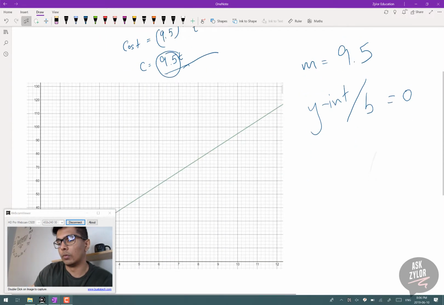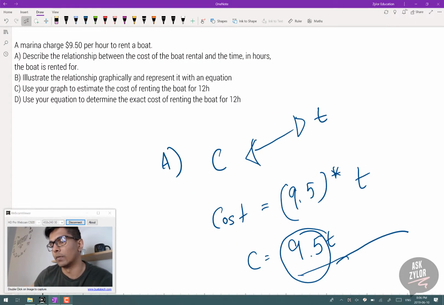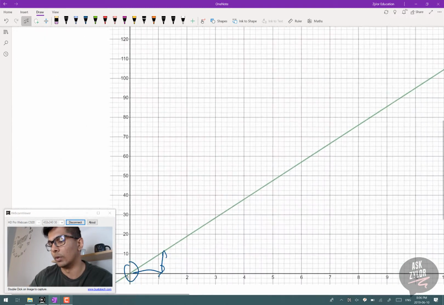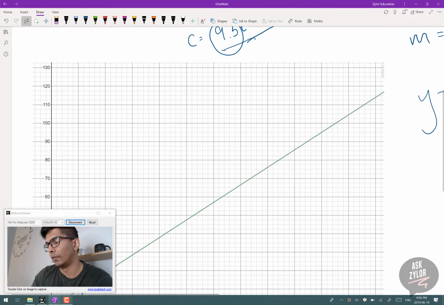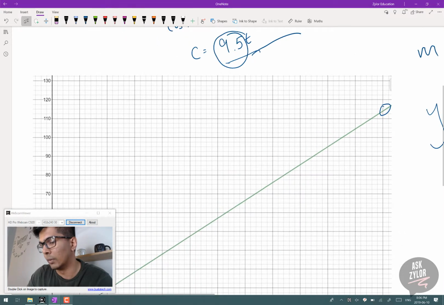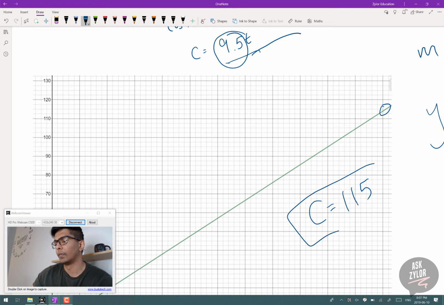We'll just do part C and go to the next question. Use your graph to estimate the cost for renting the boat for 12 hours. If we do this for 12, we can go all the way up to t is equal to 12 and find out what the C value is. If we want to make an approximation, my C value is about 115, let's say, when my T is equal to 12.